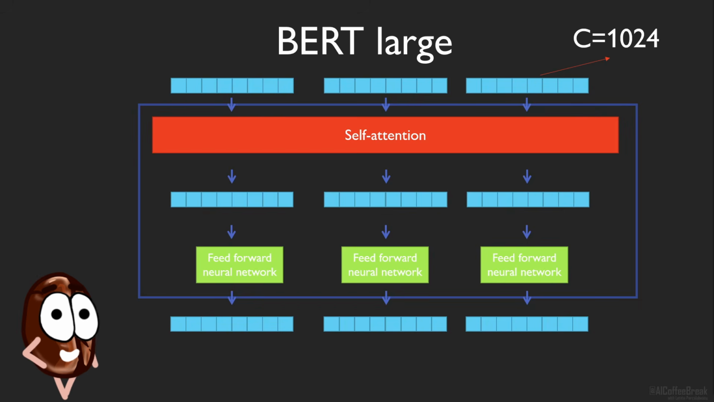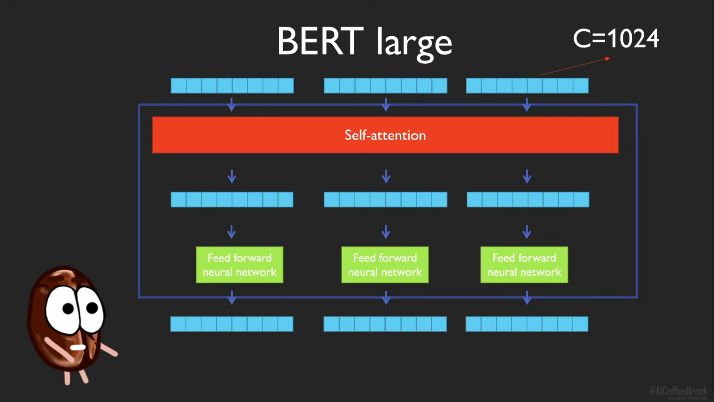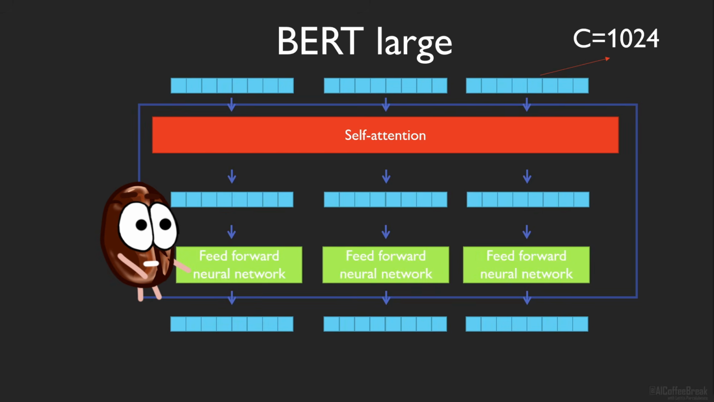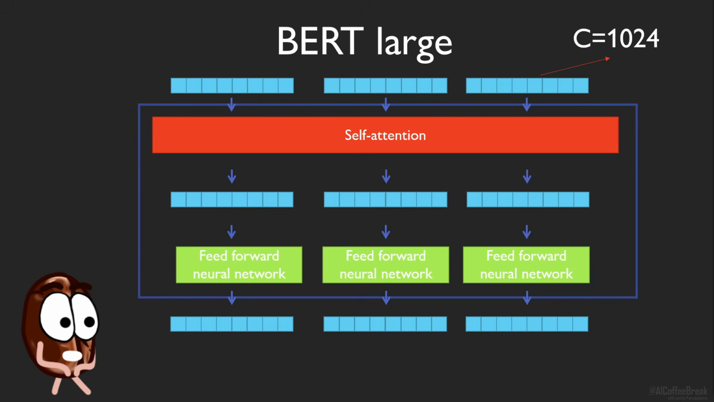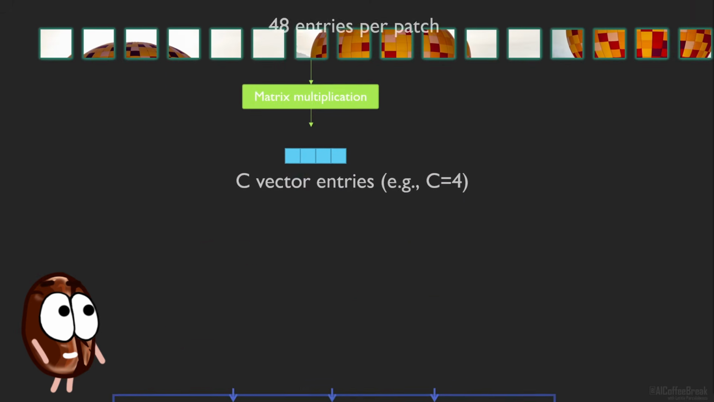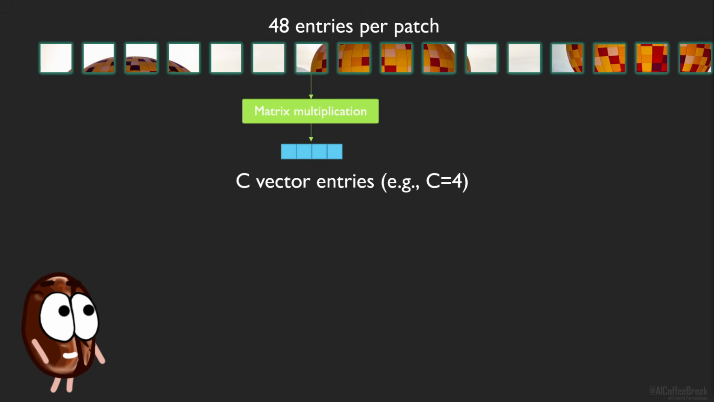C is the capacity of the model because it determines the parameter size, or the amount of hidden units in the fully connected layers over here. Just to get an impression about a Swin transformer, for Swin tiny, C is 96 and 192 for Swin large.